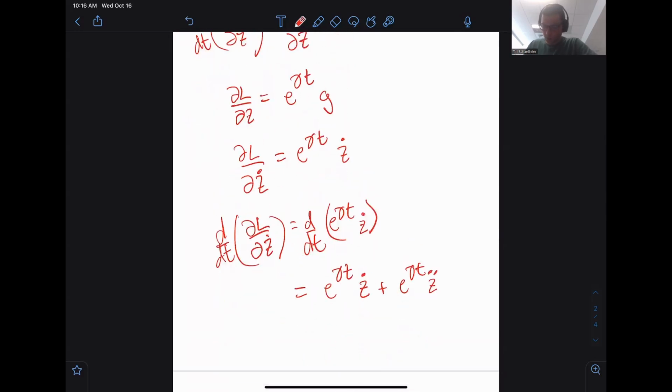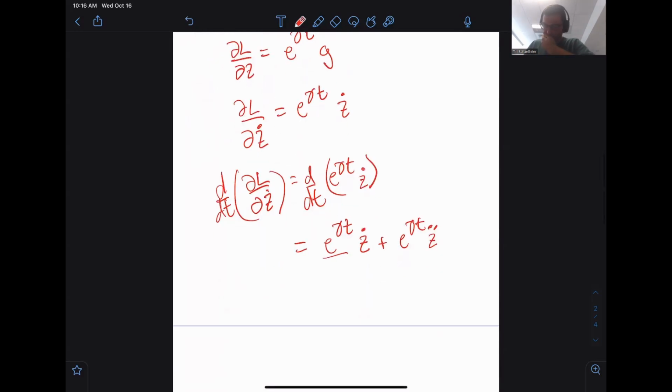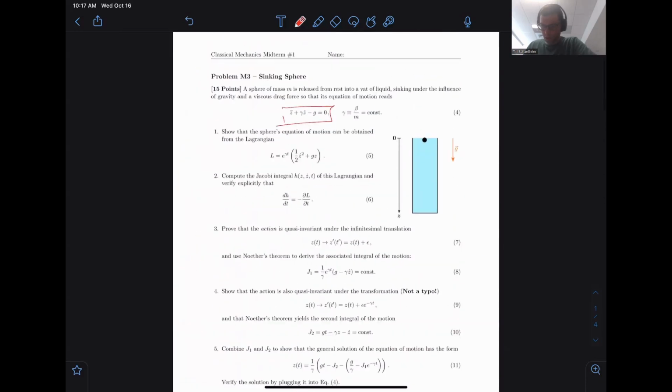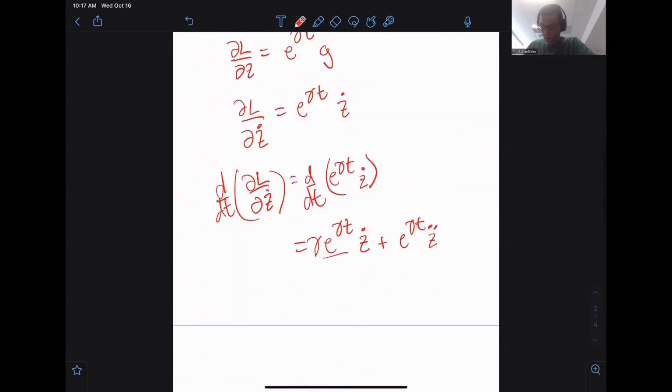Oops, that's a mistake here. This term here should have, what should it have? Gamma. Yeah. Take the derivative of the exponent as well. Okay.